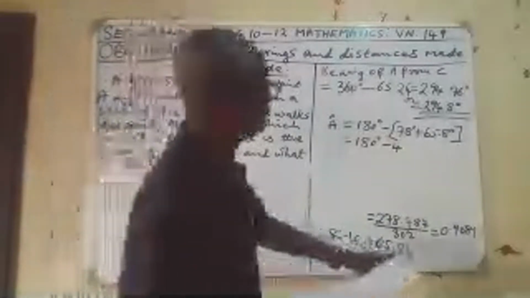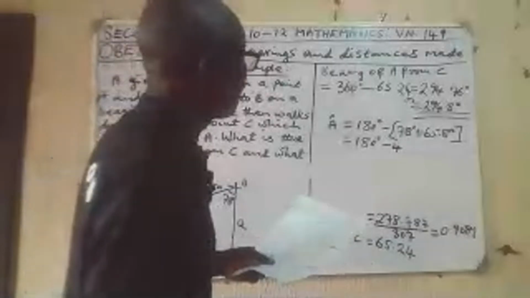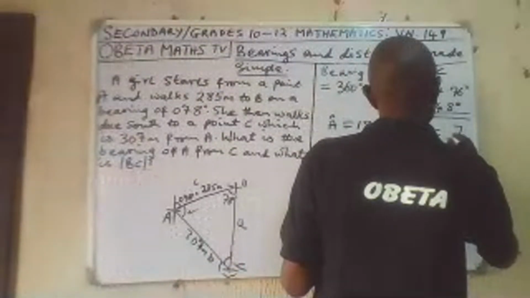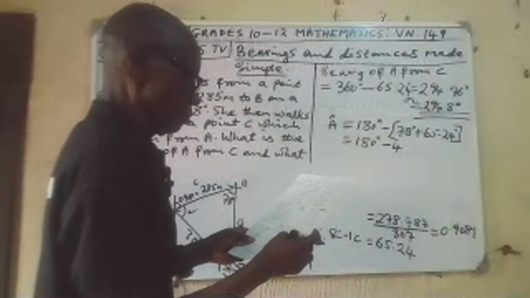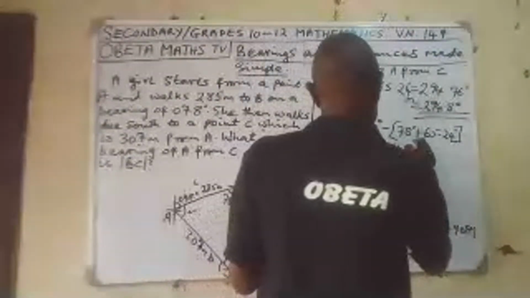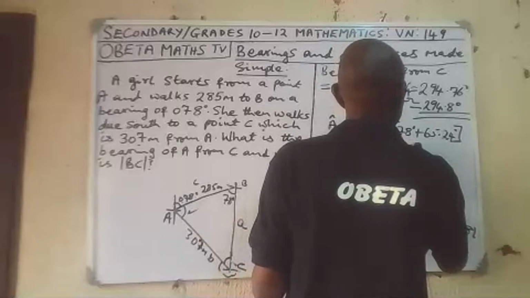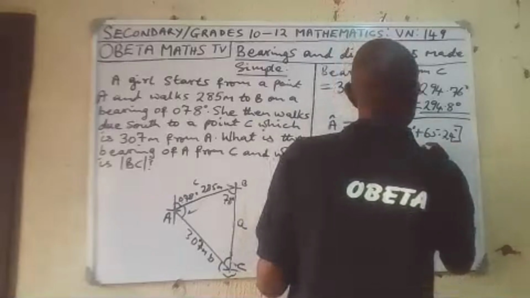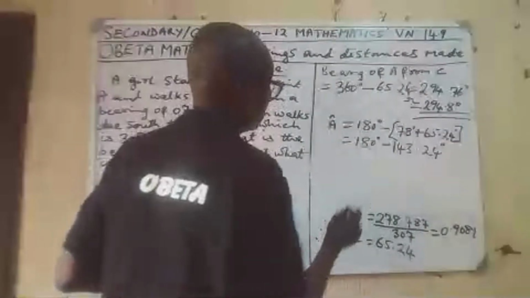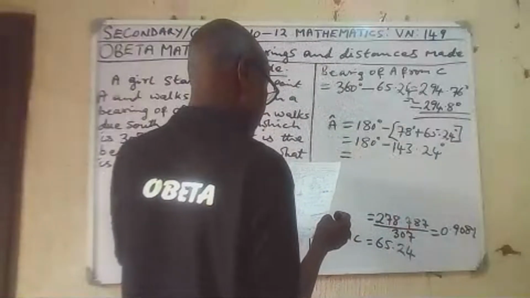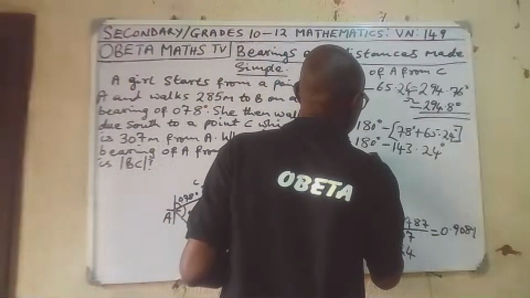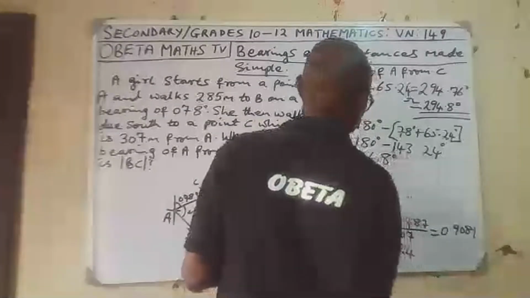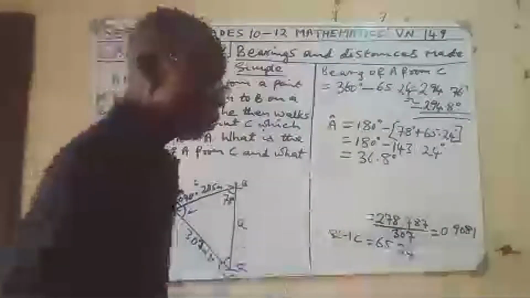Now, we have 65.24 degrees. Okay. And that gave us 180 minus 143.24, and that gave us finally 36.8 degrees approximately.